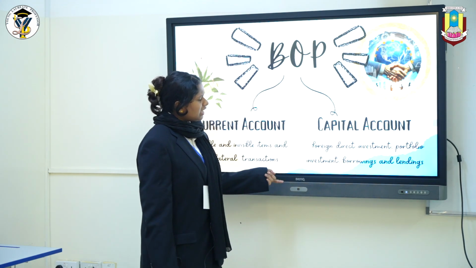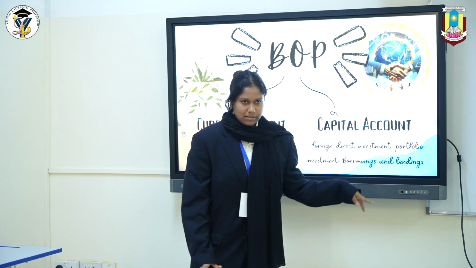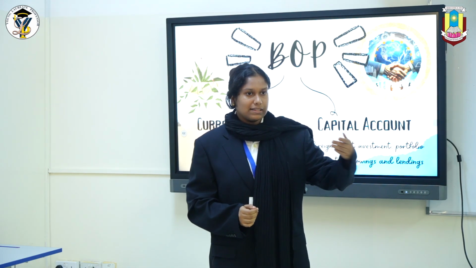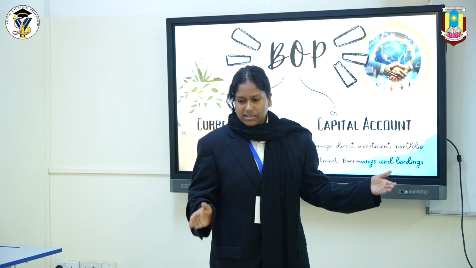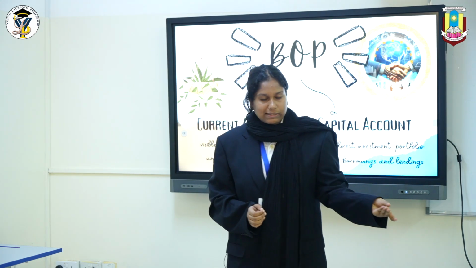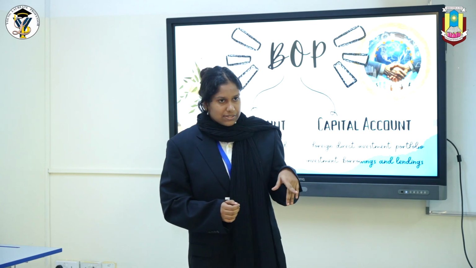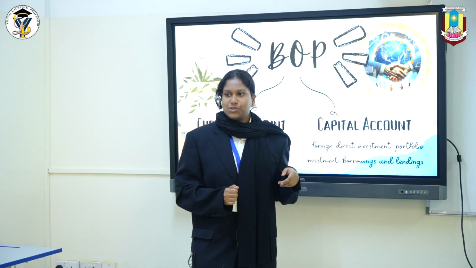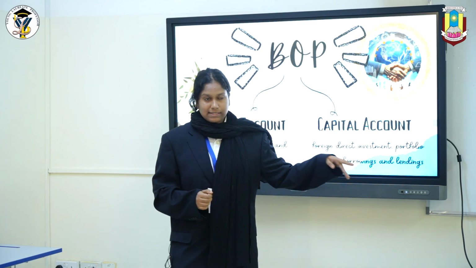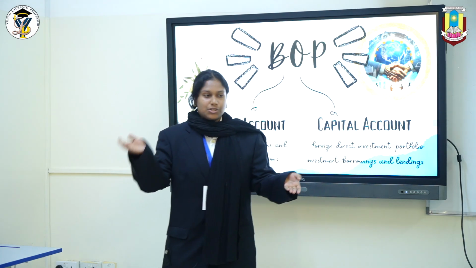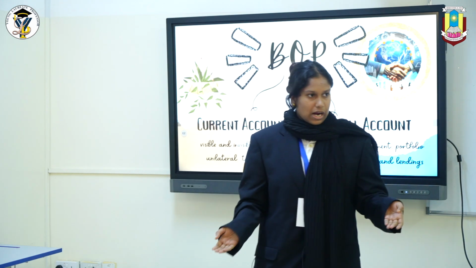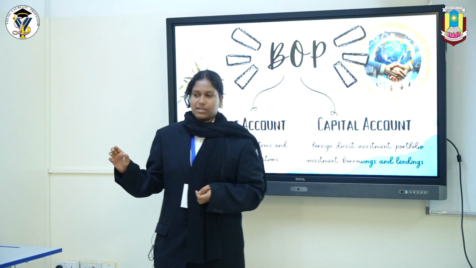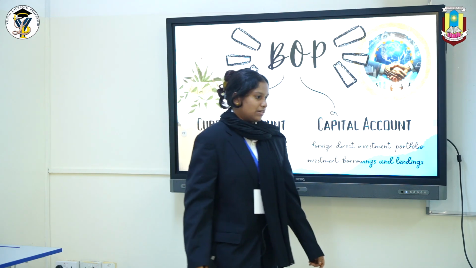Then we have borrowings and lendings. When India borrows from other foreign nations, there is an inflow of money from the other countries to India. And this will be recorded in the credit side of the BOP as there is an inflow of cash to our country. And in lendings, money is going from India to the other countries. So money is going out of our country, isn't it? So it will be an outflow of cash and therefore is recorded in the debit side of the BOP.